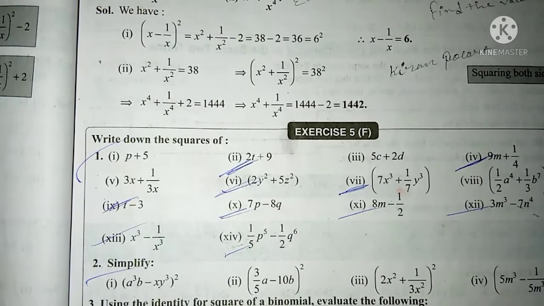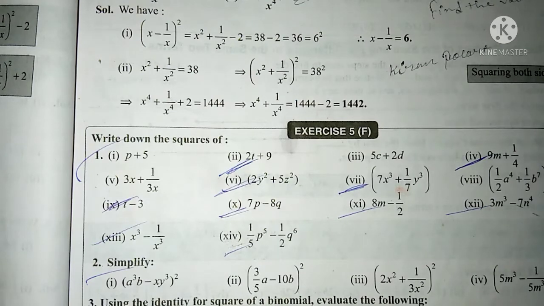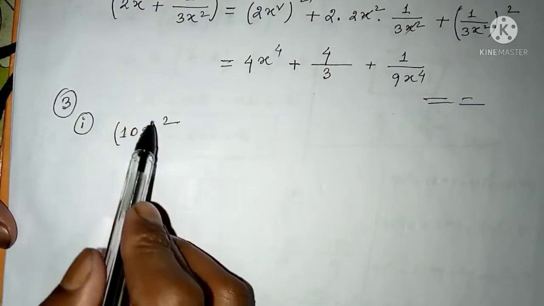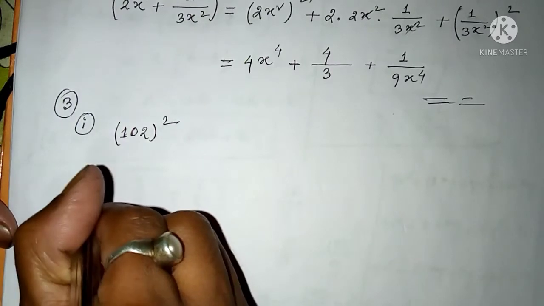Students, now we'll solve using the identity for the square of a binomial. Evaluate the following. Now see, 102 square. We need to evaluate all of these by using the identities. So the first question is 102 whole square. Very simple, we'll break it into two parts.